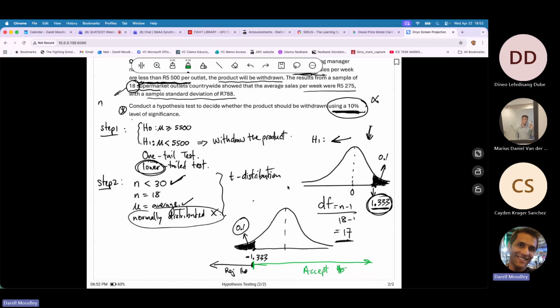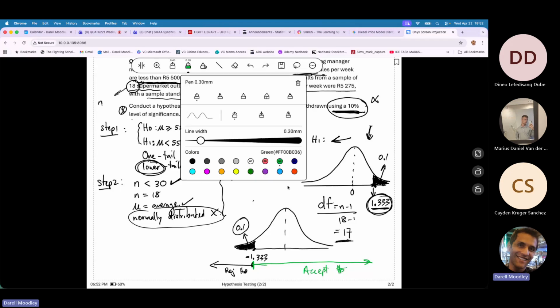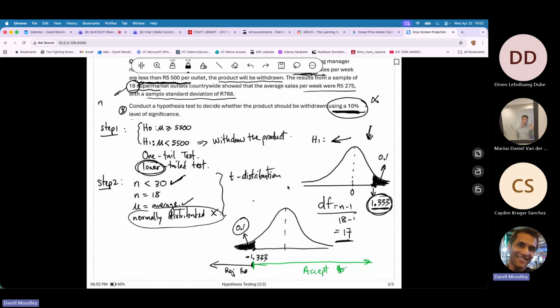All right, so let's move now to step 3. And now the rest of it is kind of similar to how we've been doing it in the problem before. So step 3 is calculate the test stat. Now remember, we are working with a t distribution. So the formula you're going to use from your formula sheet is t equals x bar minus mu all over s over square root n.